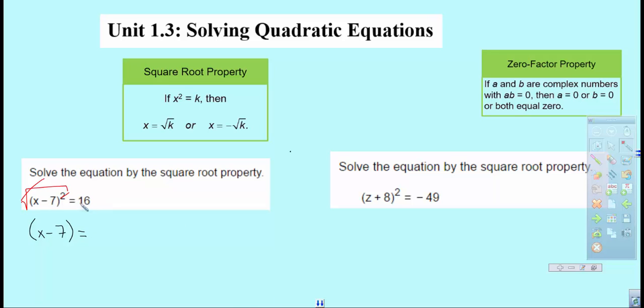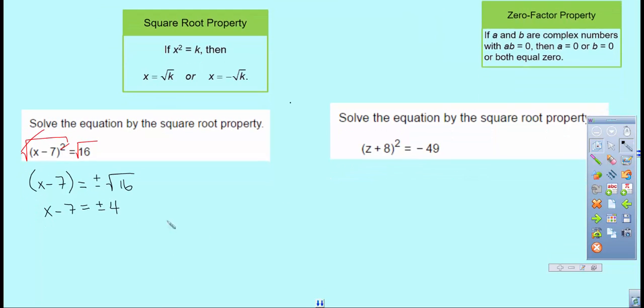Whatever we do to one side we have to do to the other. So in this case we get a positive or negative square root of 16. Don't forget that positive or negative, super important. As we continue to simplify, x minus 7 is equal to a positive or negative 4. At this spot we can break this down into two equations: x minus 7 equals positive 4 and x minus 7 equals negative 4, so we can solve the rest of the way.